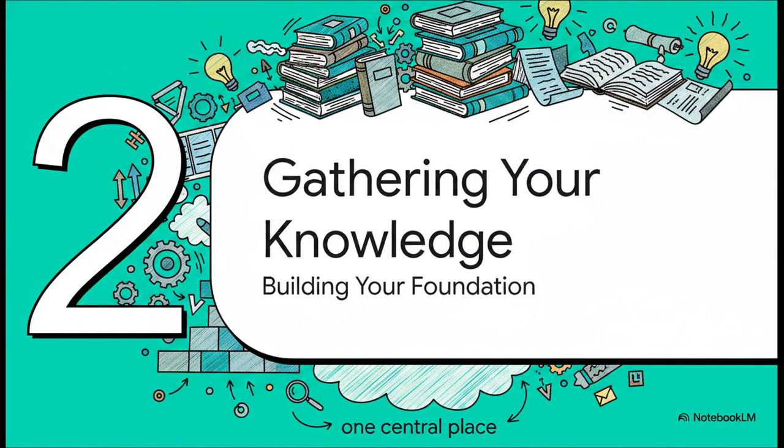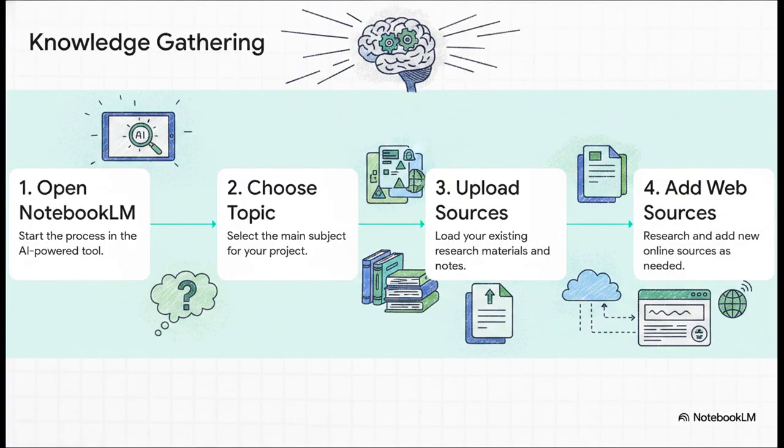So how do we kick this whole thing off? Well, the process starts with gathering your knowledge. This is phase one, and it's all about building a solid foundation. It's probably the most important part, getting everything together into one central manageable spot. The first 4 steps are actually pretty straightforward, but they are absolutely essential. You'll start in an AI tool, something like Notebook LM, pick your topic, and then just start uploading all the materials you already have. And what's really cool is the AI can then help you find and add new relevant sources from the web, which just makes sure your knowledge base is as strong as it can be.